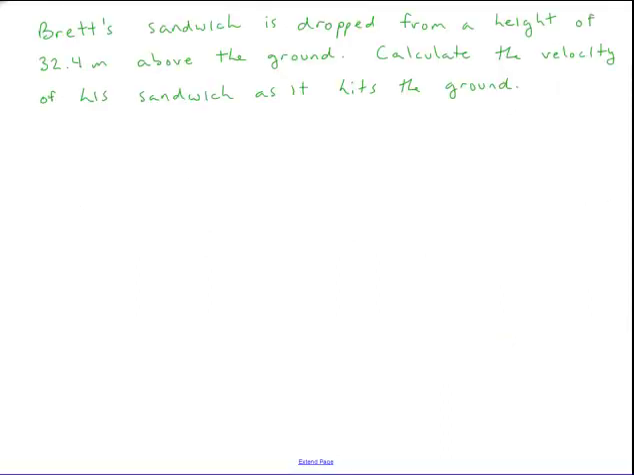Brett's sandwich is dropped from a height of 32.4 meters above the ground. Calculate the velocity of his sandwich as it hits the ground.